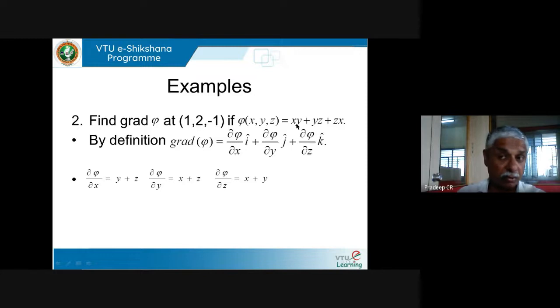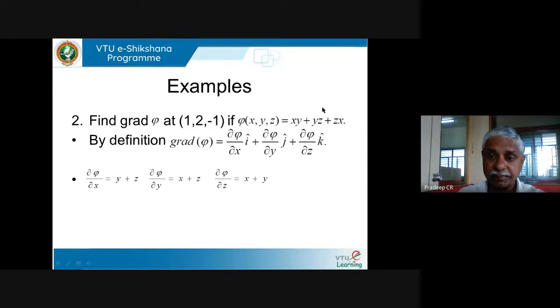Del phi by del x means differentiating with respect to x, so y and z are constant. When I differentiate xy with respect to x, I'll get y. Differentiating yz with respect to x gives 0 because it is constant. And differentiating zx with respect to x gives z. So differentiating the whole thing with respect to x, I'll get y plus z, and that is what I have written here.